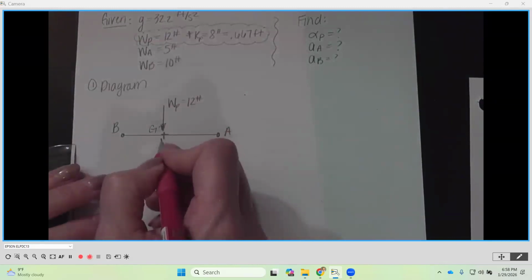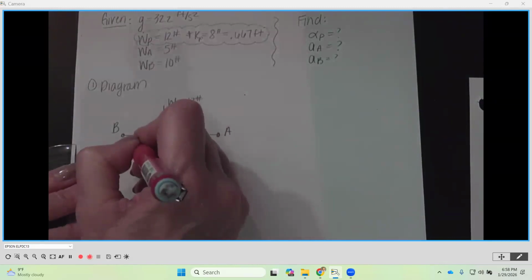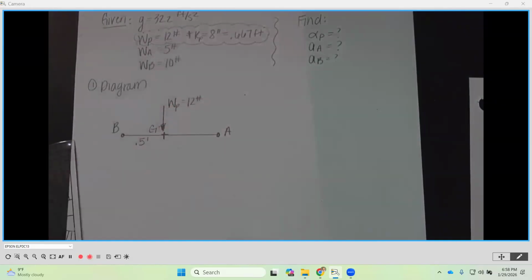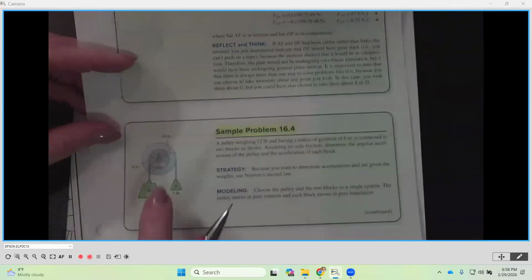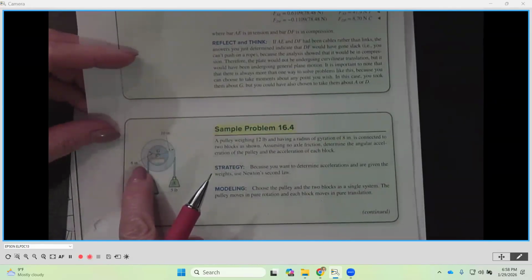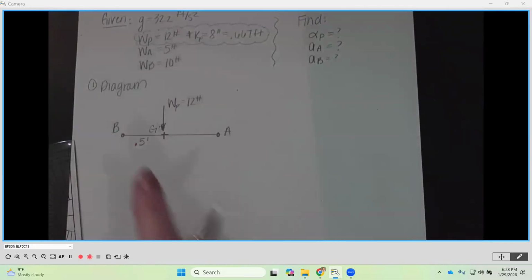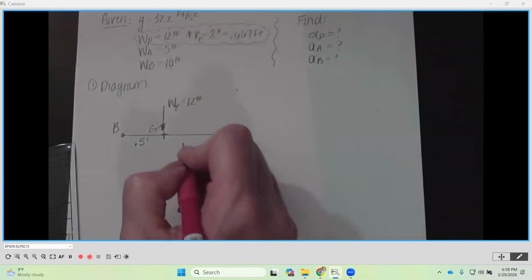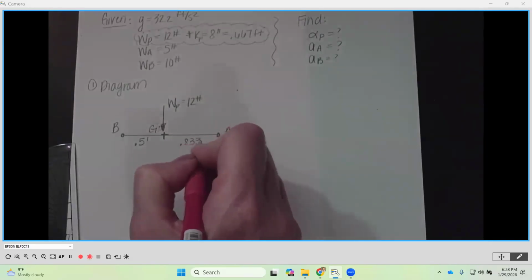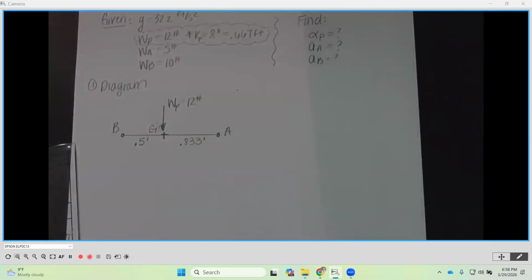Now, the radius out to point B is 0.5 feet, okay? So again, we have to have everything in feet. And if we look at the problem, this is identified as 6 inches. So that's going to be 0.5 feet, okay? And then we have this radius as 10 inches out to A. So that's going to be 0.833 feet, okay? So make sure all of our units are in feet for distances and not inches.